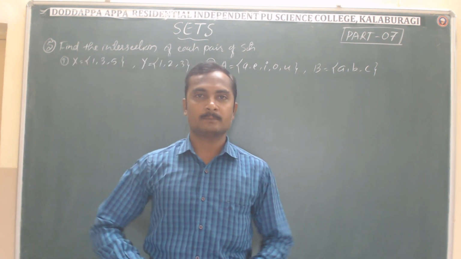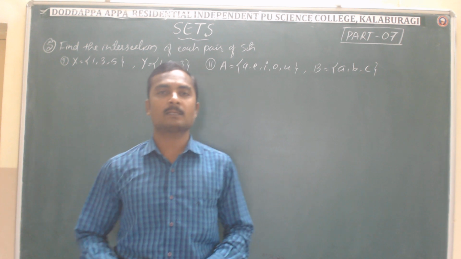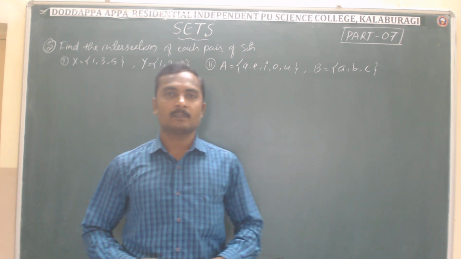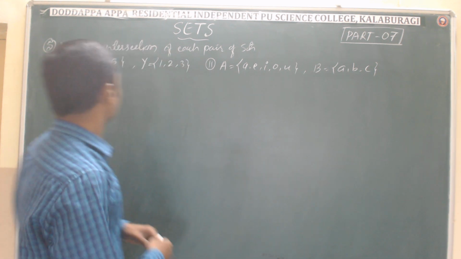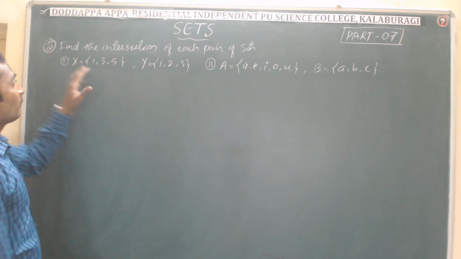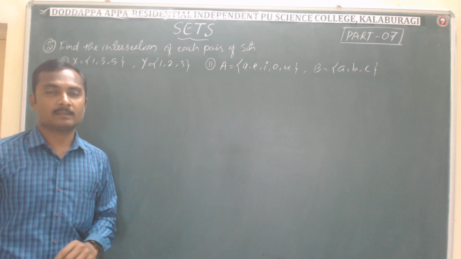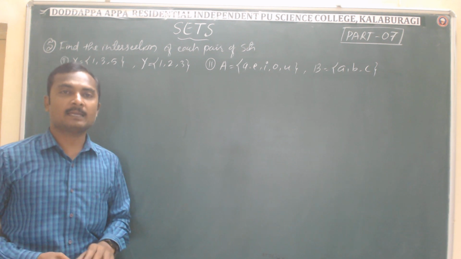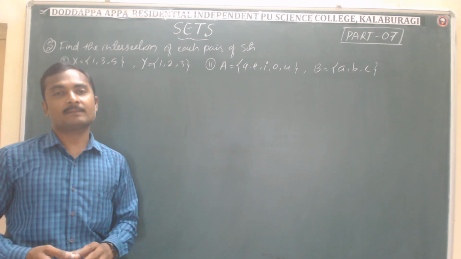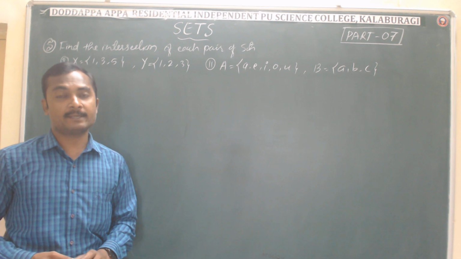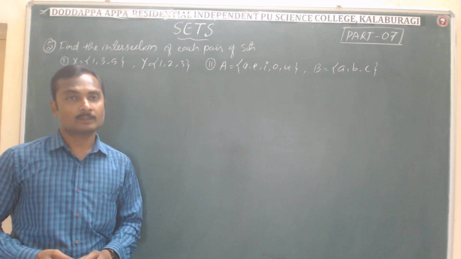Hello students, in this video we will continue exercise 1.4. The fifth question is: find the intersection of each pair of the sets given in the first example. In each pair of the sets given in the first example, we have to find the intersection of both the sets, right?